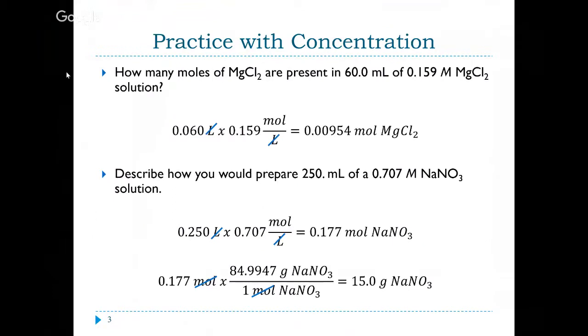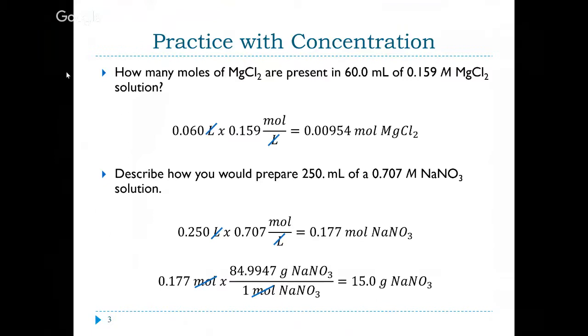How many moles of magnesium chloride are present in 60 milliliters of a 0.159 molar magnesium chloride solution? Well, we have to make sure our units match. Molarity is moles per liter, so our volume has to be in liters, so we convert that to 0.060 liters. We multiply by the molarity, and see that liters cancels out. Following sig fig rules, which says we have 3, there are 0.00954 moles of magnesium chloride in 60 milliliters of a 0.159 molar solution.